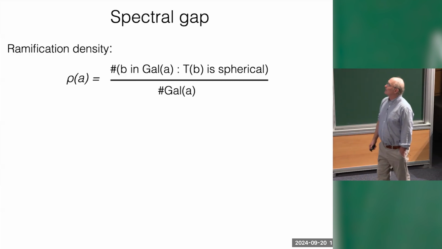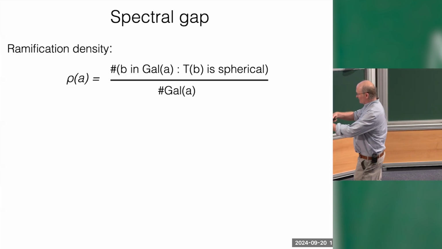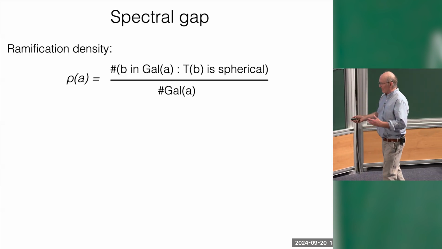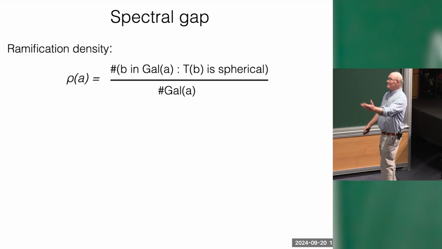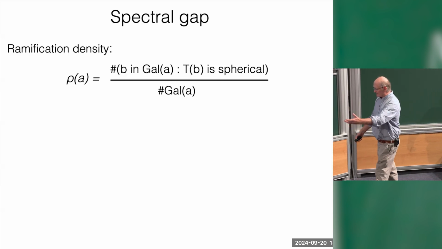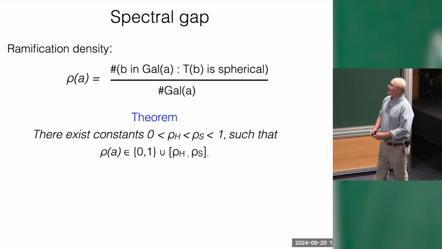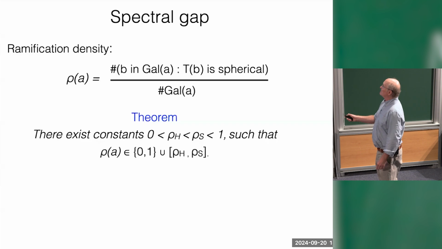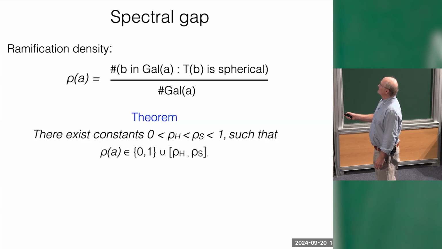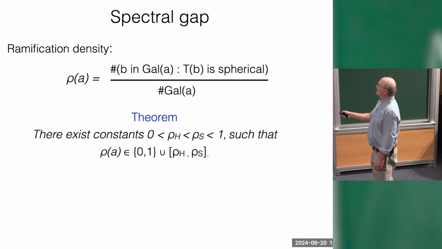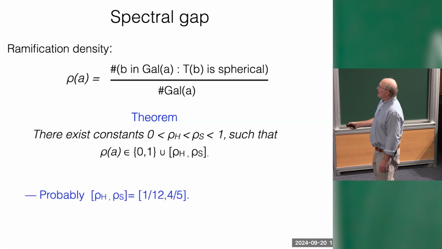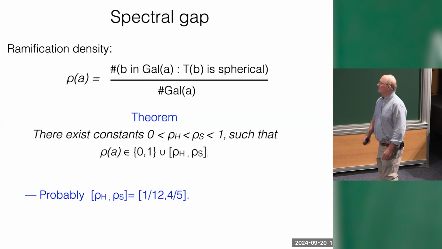This is a very naive and simple idea. You move the roots of unity around and you see if the triangle is hyperbolic, spherical, or Euclidean. If it starts out hyperbolic, then all of the Galois conjugates are either hyperbolic or spherical. Euclidean is Galois invariant. So the theorem here is that there's a sort of spectral gap regarding these densities. So there's two constants between 0 and 1 such that this density is either 0 or 1, or it lies strictly away from 0 and strictly away from 1. So there's upper and lower bounds, and probably this interval is 1/12 to 4/5.